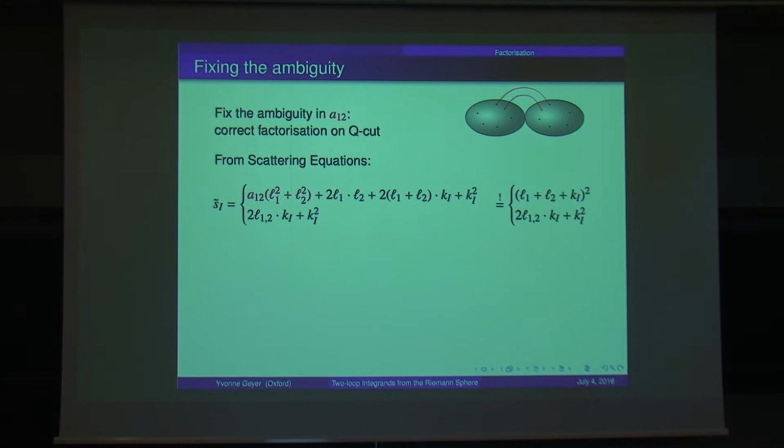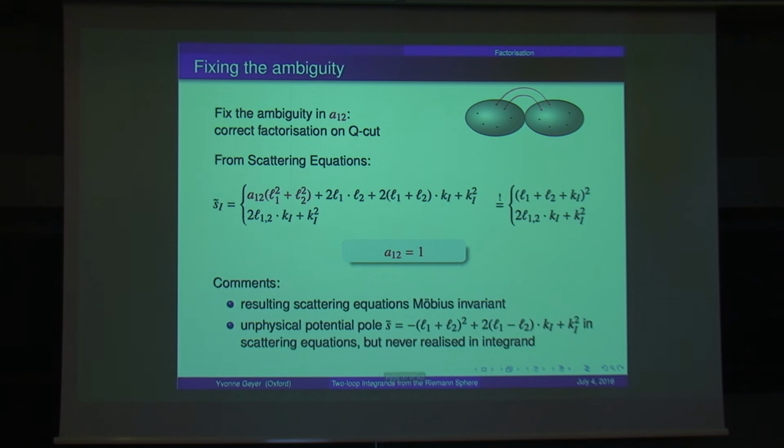Okay, so to make this explicit, now let's look at this degeneration. This is exactly the degeneration that will correspond to the Q-cut that we're interested in. If we calculate the pole, we get this A12 (L1 square plus L2 square) plus these other terms. And if we require this to be (L1 plus L2 plus Ki) all square, then this fixes A12 equals 1. So we've used the factorization properties effectively to find what this is.